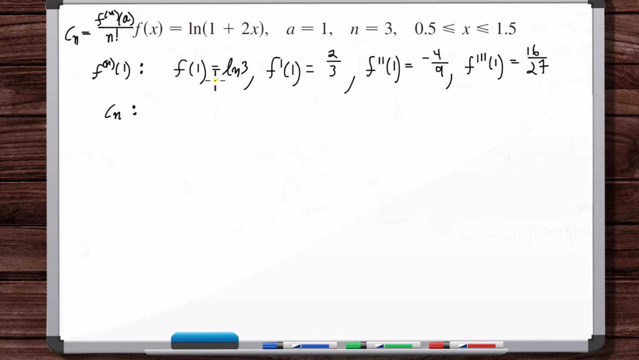So this is the 0th derivative. Natural log of 3 divided by 0 factorial is just natural log of 3. 2/3 divided by 1 factorial is just 2/3. Minus 4/9 divided by 2 factorial is going to be minus 2/9. And 16/27 divided by 3 factorial: 16 divided by 2 is 8, so 8 over 81.